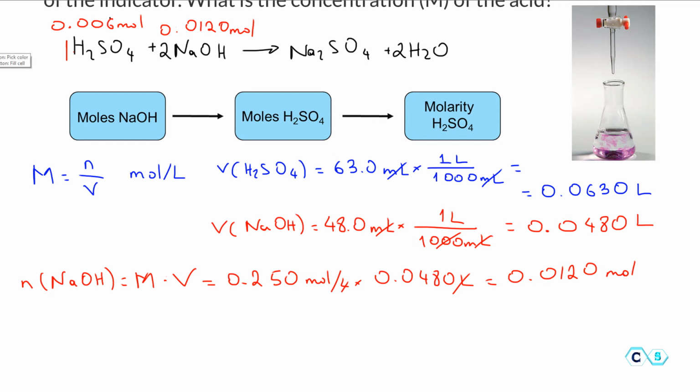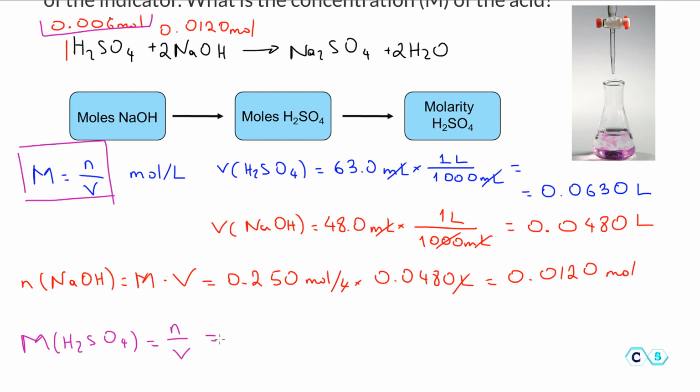Now we have the moles of the sulfuric acid, and in the last step we can still use this formula: the concentration is equal to moles over volume to find the concentration of this acid. So the concentration of the sulfuric acid is equal to the moles divided by volume, which is equal to 0.006 moles over 0.063 liters, and so this is 0.0952 moles per liter of sulfuric acid.